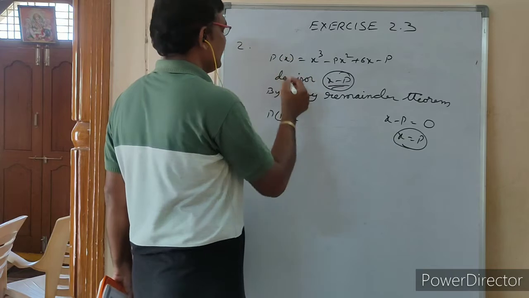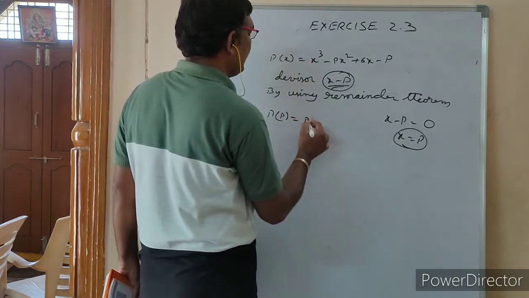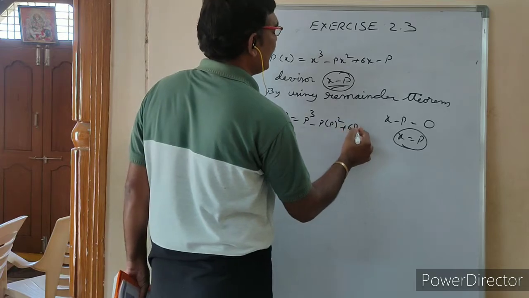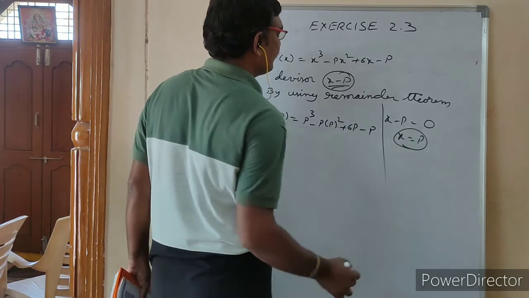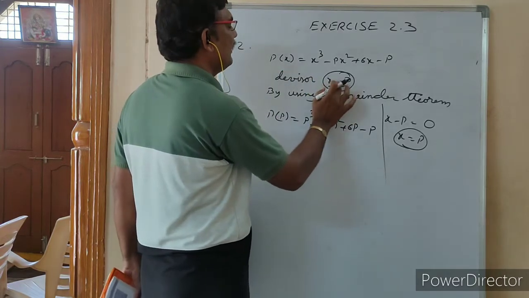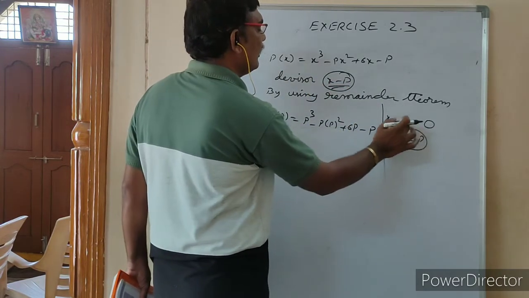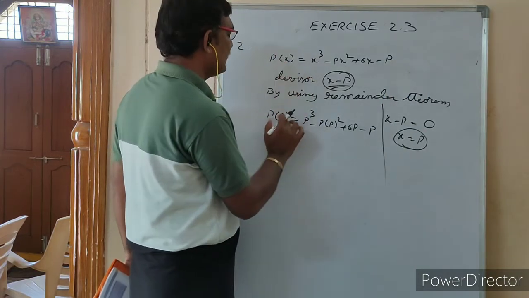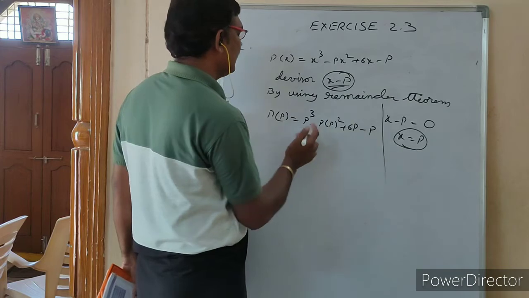So wherever x is there, I have to write p. That is p cube, minus p into p square, plus 6p minus p. Any doubt? See, p of x, you have to divide by x minus p. I equate x minus p to 0, transpose minus p to that side, plus p. In place of x I substituted p. Then you got like this.